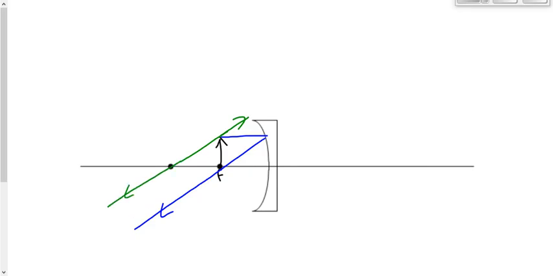Do those rays intersect? So let's extend them to see if they intersect now. Extend the reflected ray, not this one, but this one. Do they intersect on that side? No, there's no image.